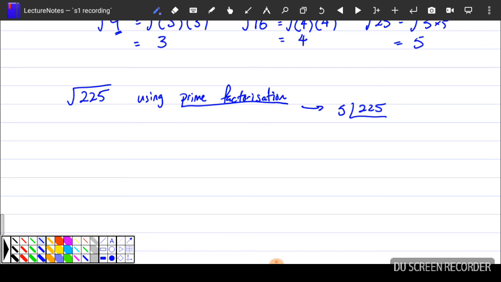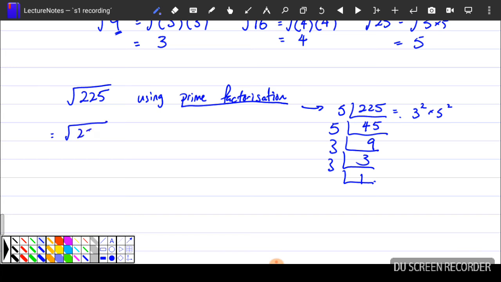So let's try. Divide by 5, I'll have 45. Divide by 5, I'll have 9. Divide by 3, I have 3. Divide by 3, I have 1, right? So we can say that 225 is equals to 3 squared times 5 squared. So it means 225 is equals to 3 squared times 5 squared.